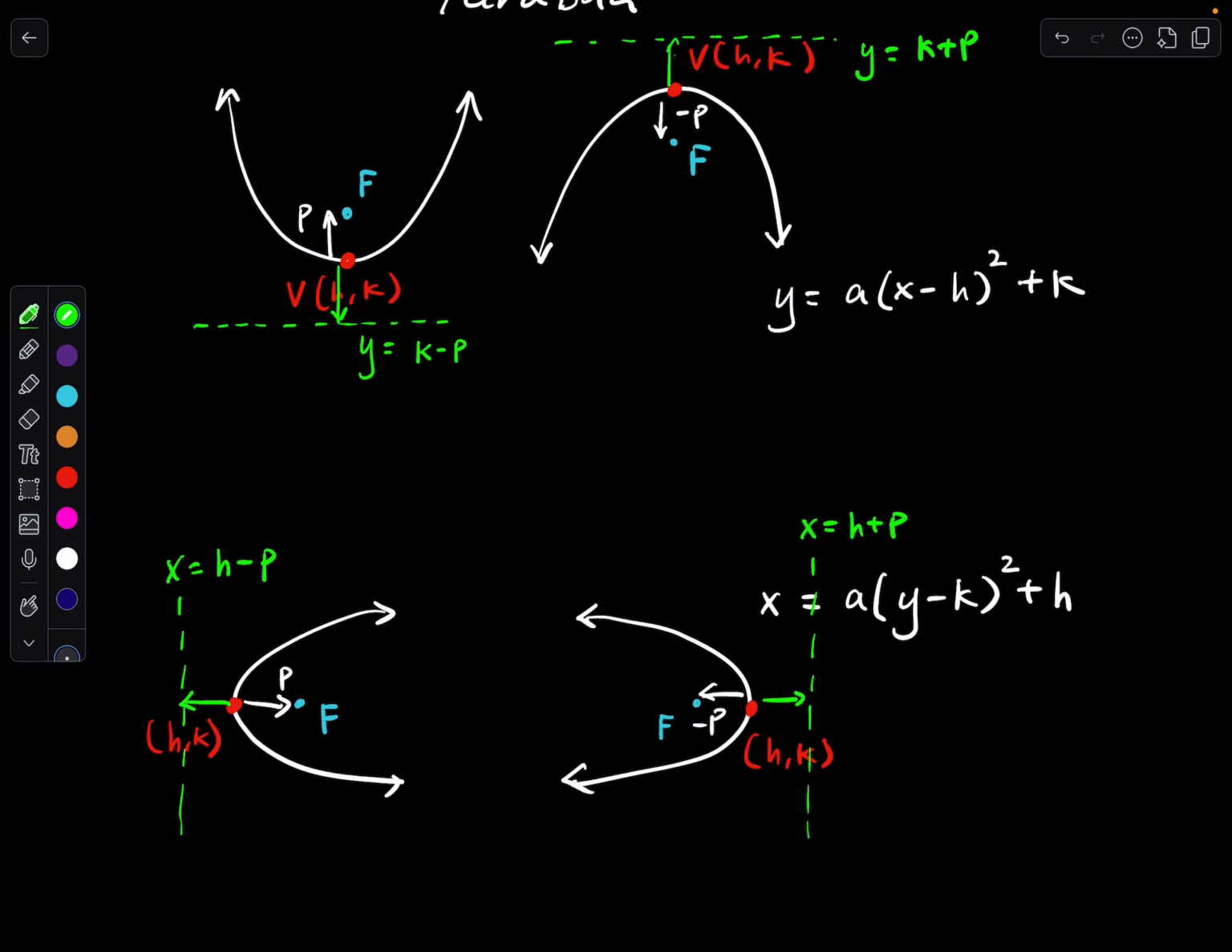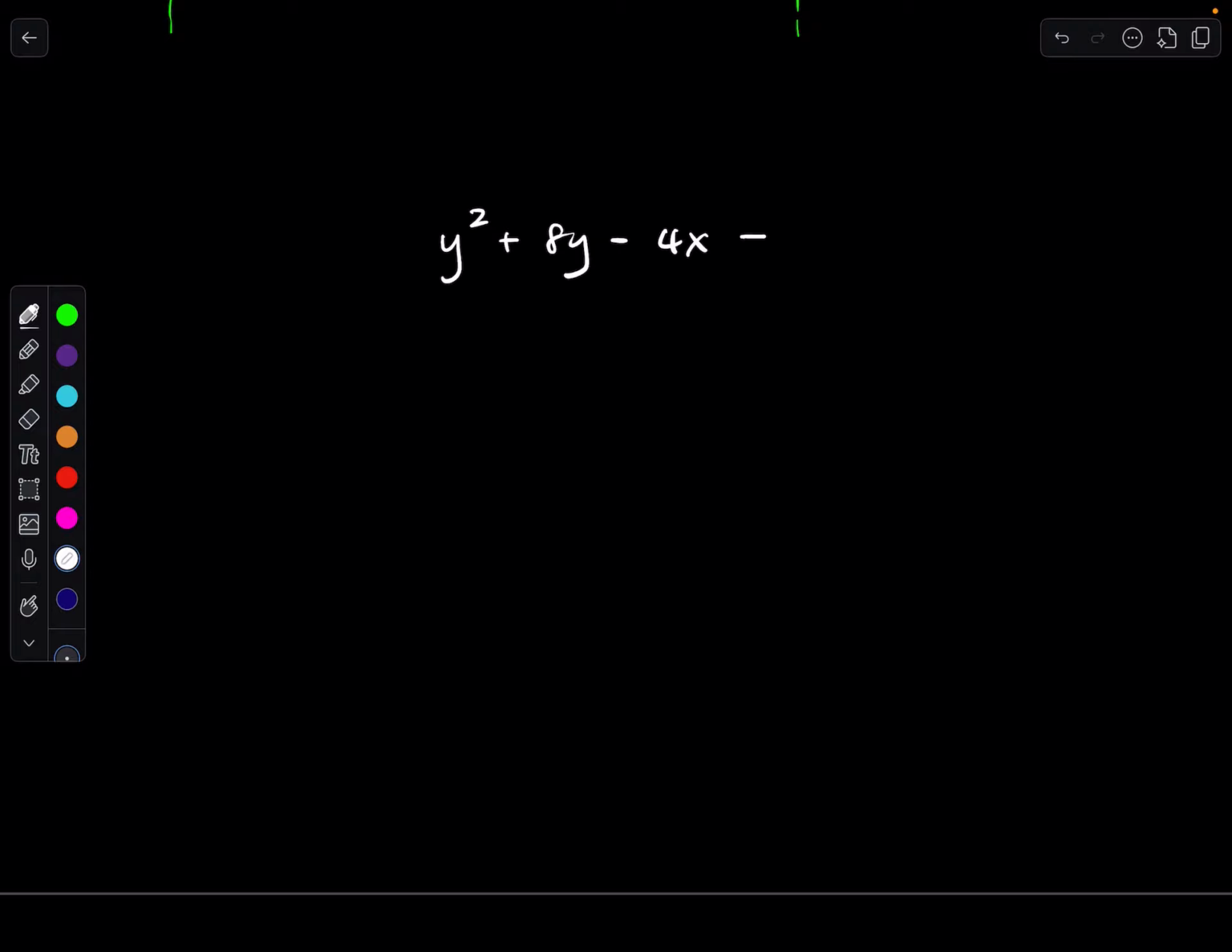I'll show you an example of how this works. If you have y squared plus 8y minus 4x plus 8 equals 0, the first thing you notice is that this is going to be a parabola, because you have a square on the y but no square on the x term. If you have only one square and the other variable doesn't have a square, it's a parabola. You want to move the number and the variable that don't have a square to the other side. So I'm going to add these two over first. You have y squared plus 8y equals 4x minus 8.